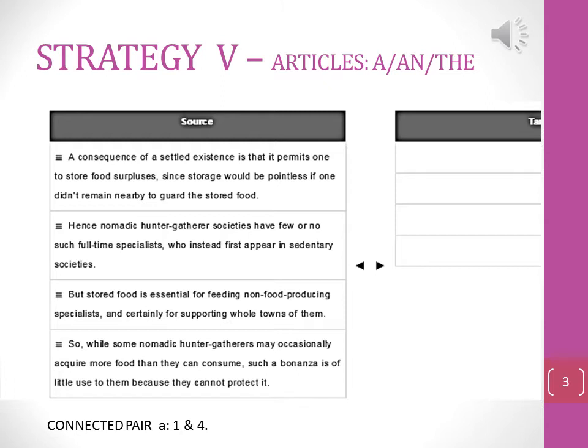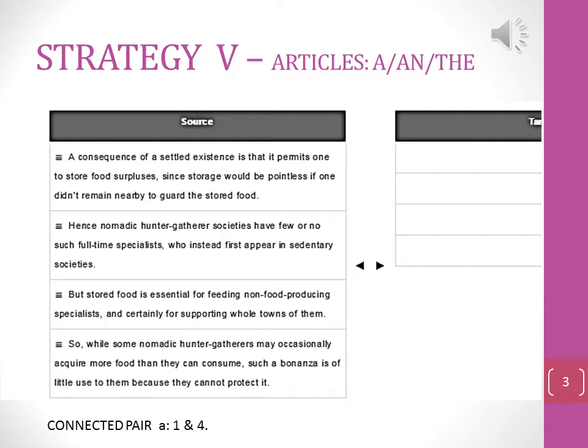Now here in this particular sentence, we have already done previously that 1 and 4 form a connected pair because of such a bonanza and food surplus. We also see over here, a consequence of a settled existence. There are 2 A's there, and therefore this is introductory in nature. This is giving me an idea of the sequence: 1 and 4 will go somewhere in the first half, because a consequence of a settled existence seems to be my topic.